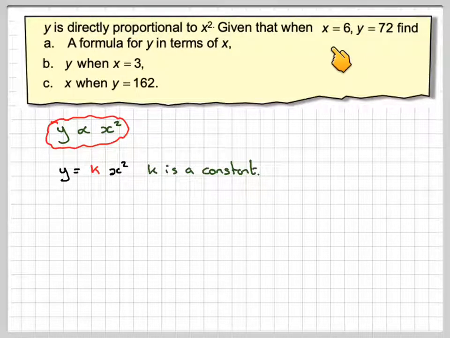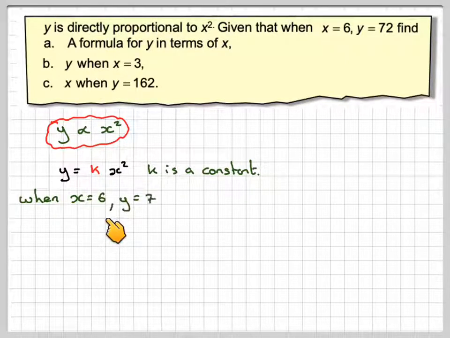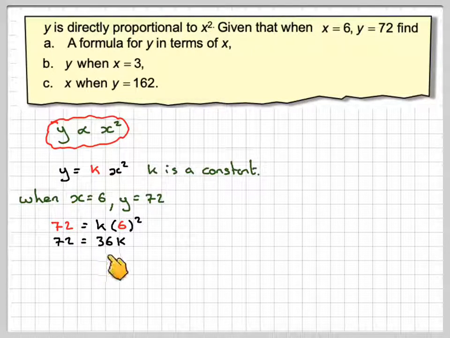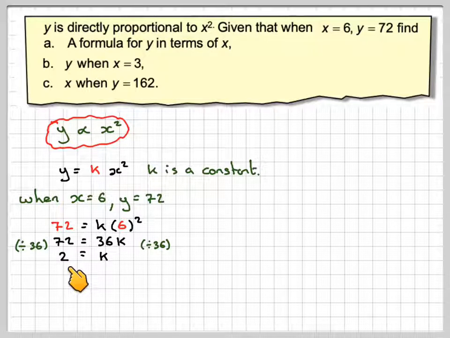Now, normally you're given something about x and y in order to find k, and this is the information here. So when x is equal to 6, y is 72. So in our formula, we will put y equal to 72. We'll still have the k, but we have to do 6. But you have to remember it's proportional to x squared, so we need to square the 6. So that means that 72 is 6 squared, which is 36 times k. And dividing both sides by 36, k will be equal to 2.